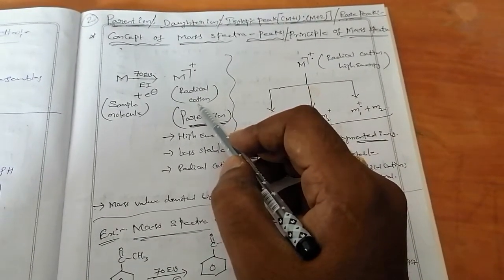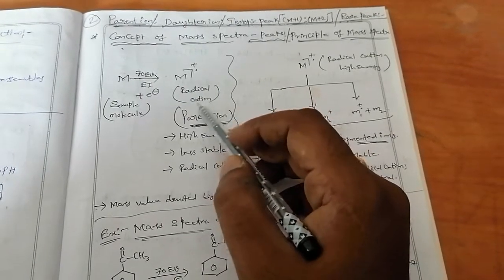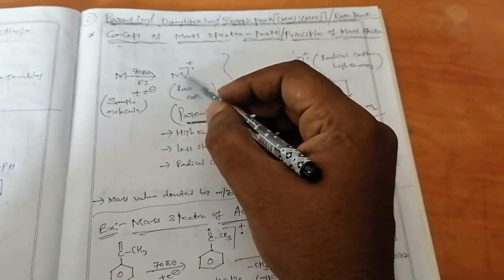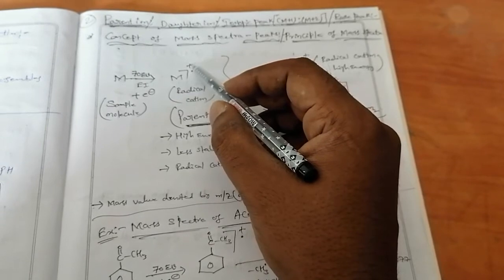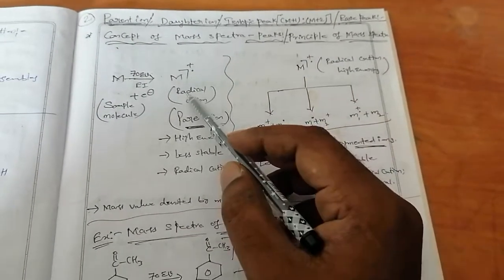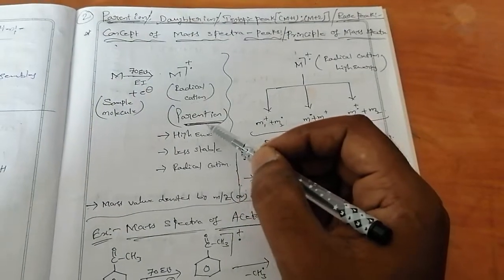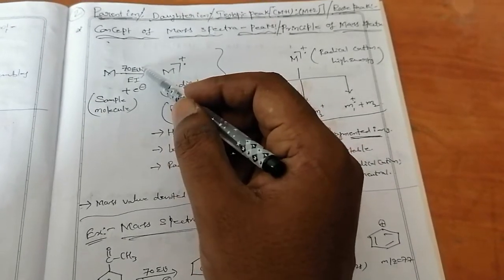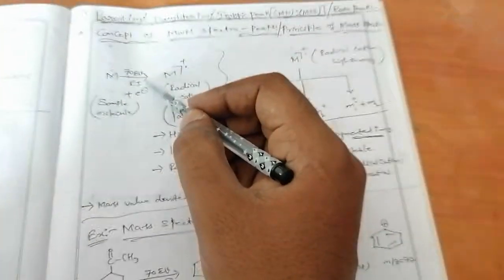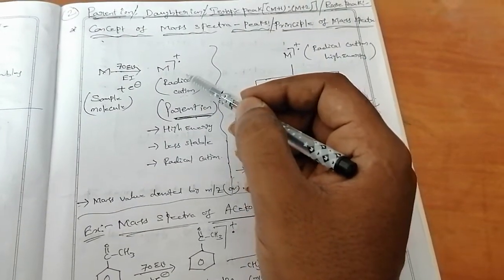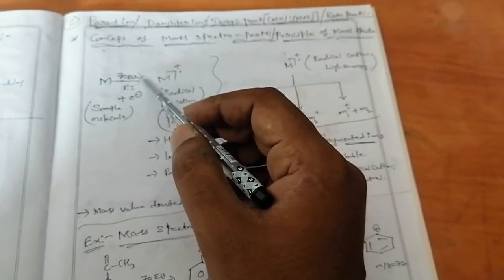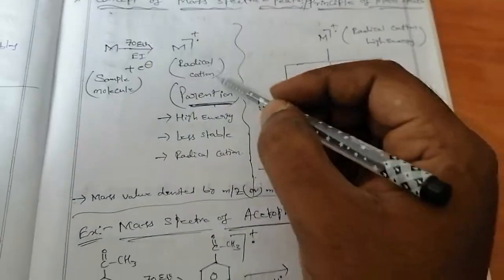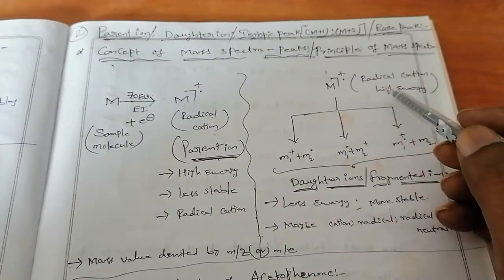Here it follows homolytic fission. So there is a possibility of a radical cation, which is called M plus. Plus means cation charge as well as radical charge, so it is called a radical cation, which is also termed the parent ion. Now it is irradiated with a high amount of energy, so the radical cation is also associated with a high amount of energy. This high energy leads to further fragmentation.